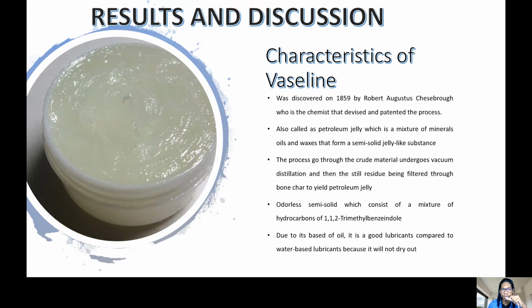Vaseline was discovered in 1859 by Robert Augustus Chesebrough, the chemist who devised and patented the process. Vaseline, also called petroleum jelly, is a mixture of minerals, oils, and wax that forms a semi-solid, jelly-like substance. In production, the crude material goes through vacuum distillation, and then the still residue is filtered through bone char to yield petroleum jelly.